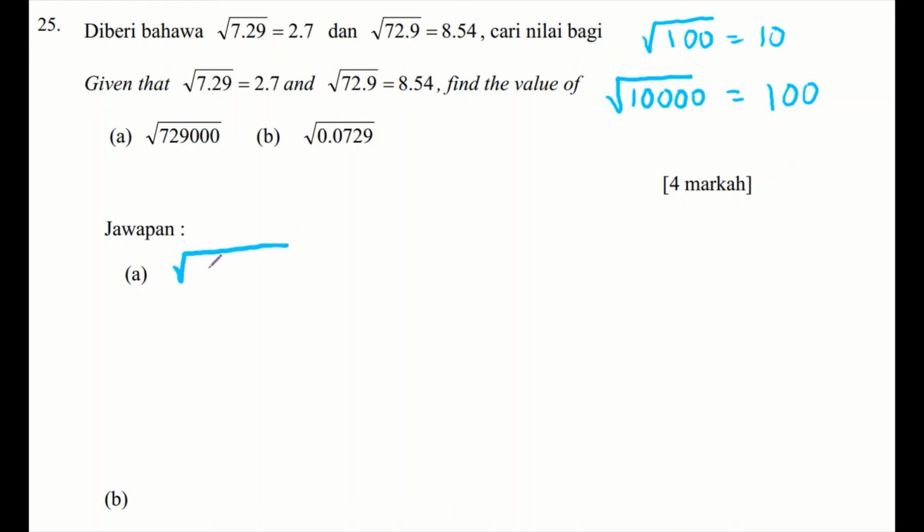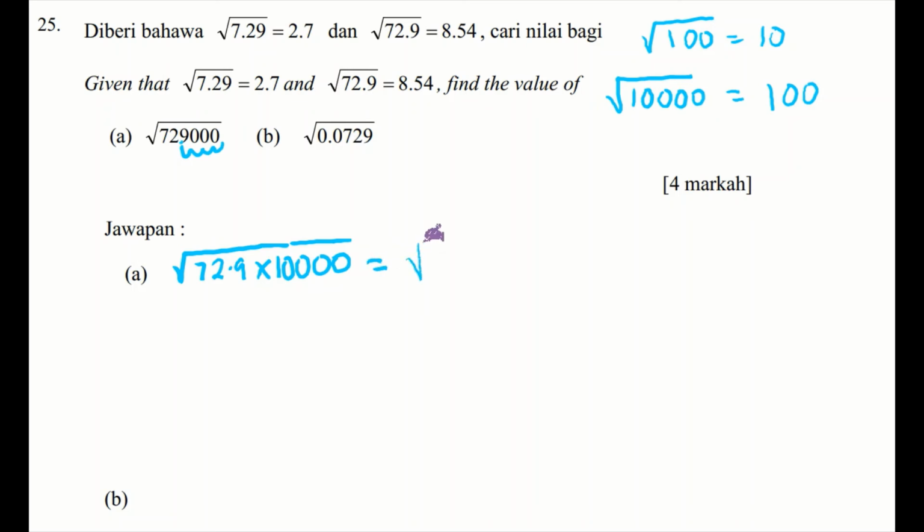the square root of 72.9 multiplied by 10,000. How do you find this? We move the decimal here 4 times. So you get 72.9 multiplied by 10,000. You move the decimal 4 times, that means there are 4 zeros over here.